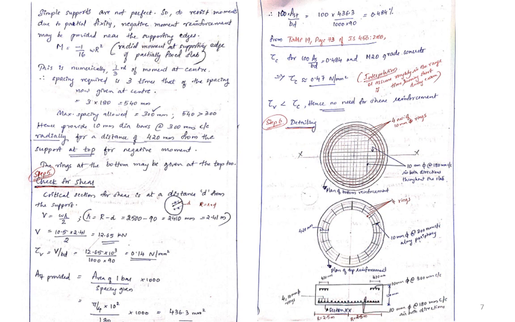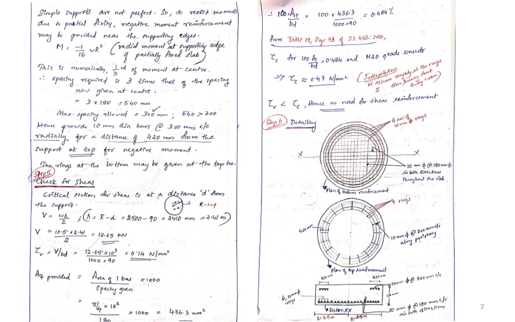So the 10 mm dia at 180 mm center to center was designed for the central area. This can be given throughout the slab in both directions. In both directions, you can go for 180 mm spacing, vertical as well as horizontal, as this figure shows. This is the plan of bottom reinforcement.